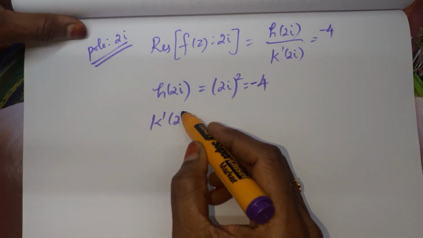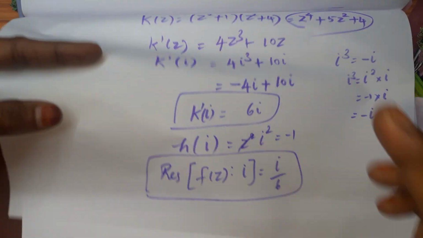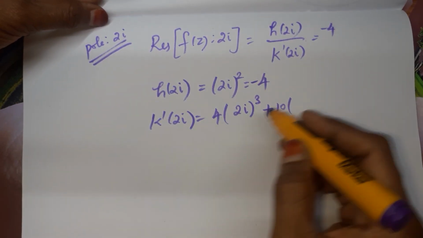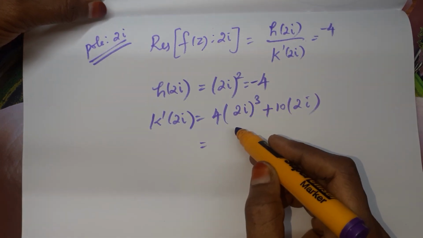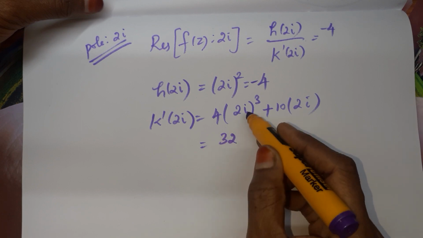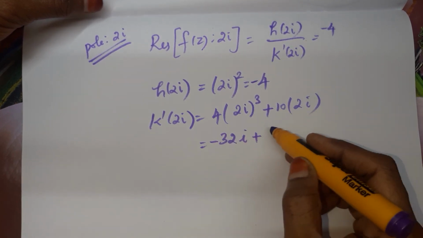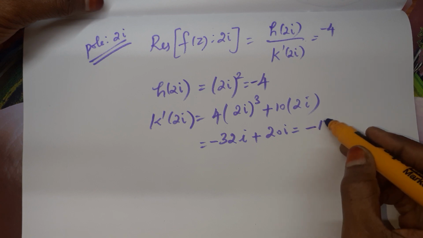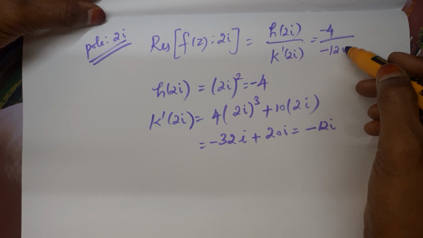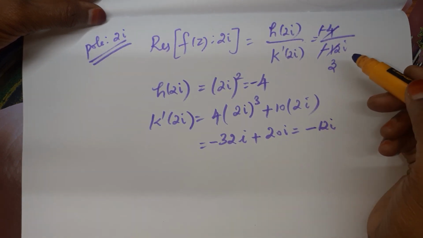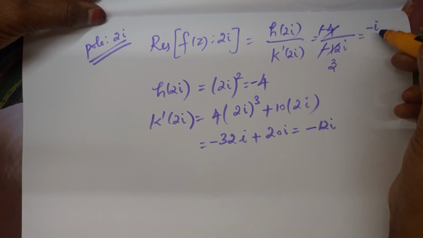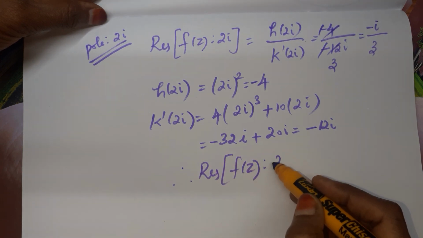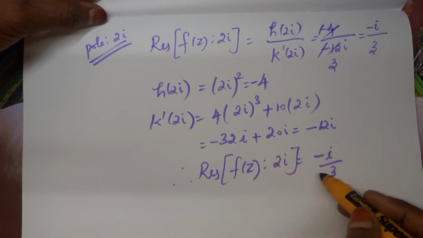Then k dash of 2i. k dash we already calculated, no, 4 z cube plus 10z. So 4 into 2i the whole cube plus 10 into 2i. 2 cube i cube. 2 cube is 8. 8 4s are 32. i cube is minus i. So minus i plus 20i. So it is minus 12i. Minus minus we can cancel. This also we can cancel. 3 i, when we take to the numerator, it is minus i. So minus i by 3. Therefore, residue of f of z at the pole 2i is equal to minus i by 3.